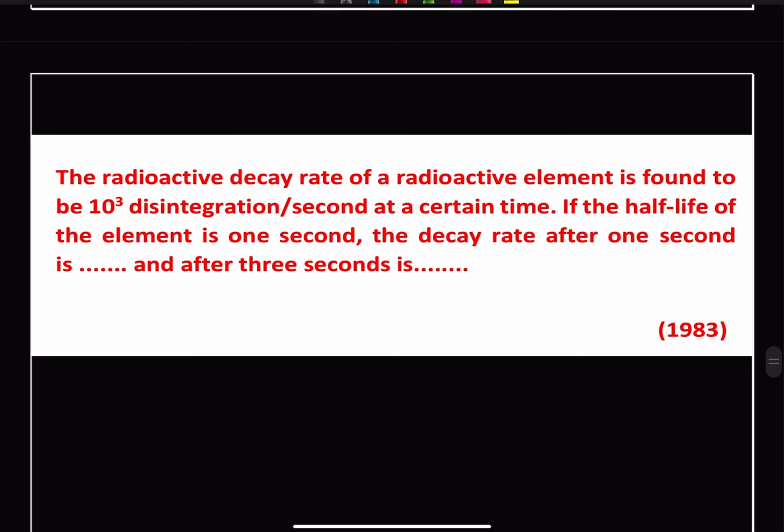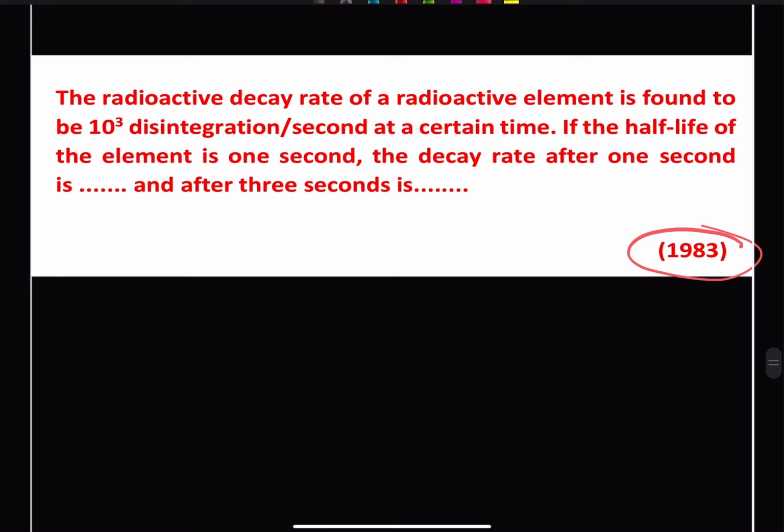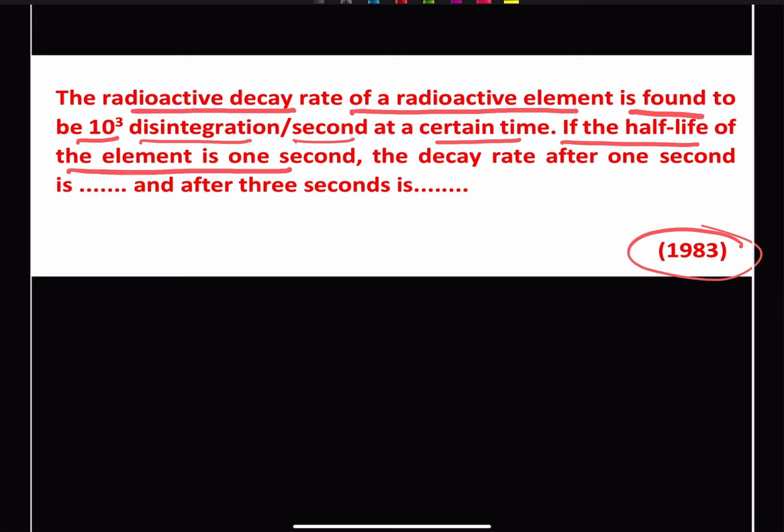It was asked in the year 1993, and it states that the radioactive decay rate of a radioactive element is found to be 10⁻³ disintegration per second at a certain time. If the half-life of the element is 1 second, the decay rate after 1 second is dash and after 3 seconds is dash. So we are given that the initial decay rate is 10⁻³ and the half-life is 1 second.